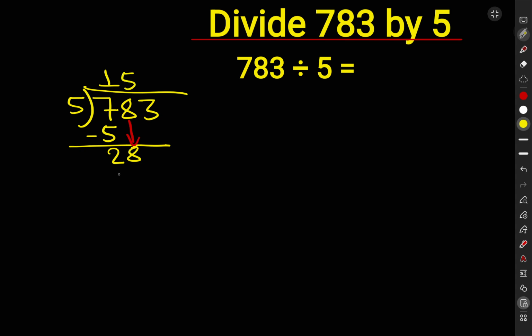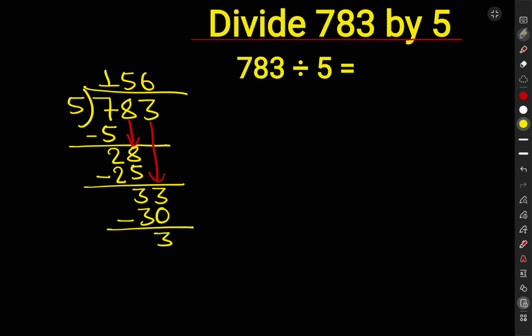5 times 5 is 25. On subtracting we get 3. So again we put down this 3 and it is 33. 5 times 6 is 30. On subtracting we get 3.